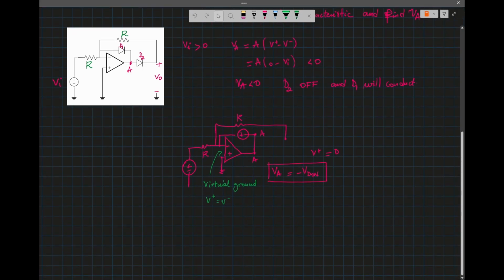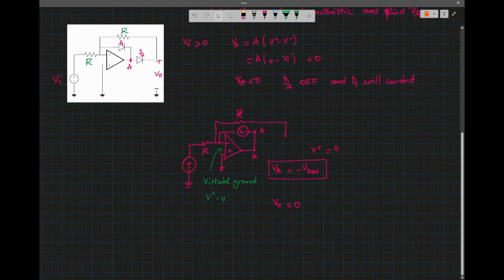So what is V out? V out will be equal to 0, because there's no current through the resistor. Okay, so let's recap. When VI is positive, V0 equals 0, and VA equals minus VD on.